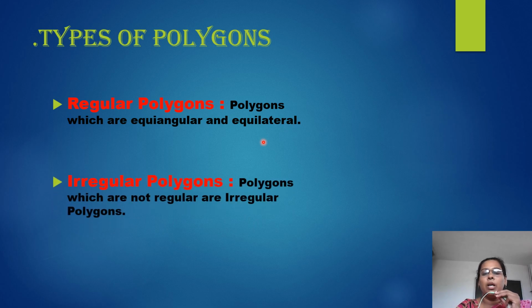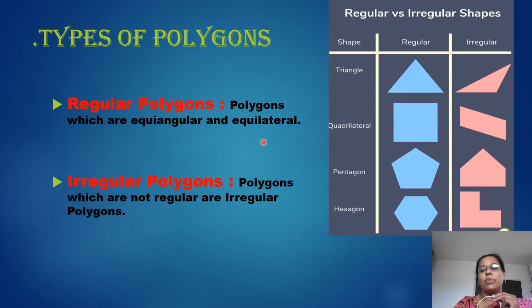Next one, irregular polygon. If the polygon is not regular, then you can say that it is an irregular polygon. Now in an irregular polygon, the measures of angles are different and the lengths of sides are also different. Check the figures. See the table.